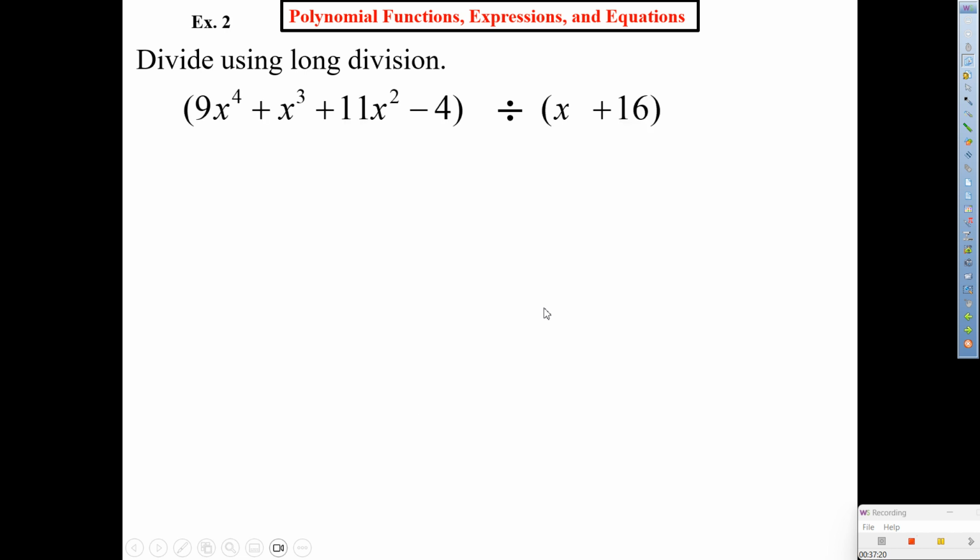Copy this one. Example number 2. Very similar to the one we just did. I'm going to give you a head start. Let's see how you do with that one. And it reads 9x to the 4th plus x cubed plus 11x squared minus 4 divided by x plus 16. Copy that and go.